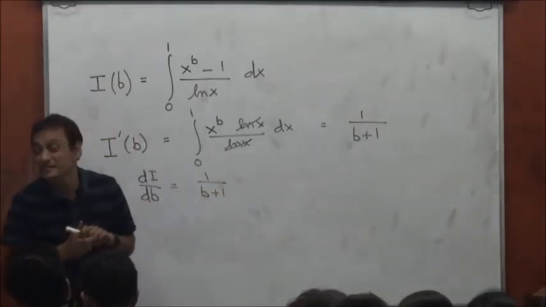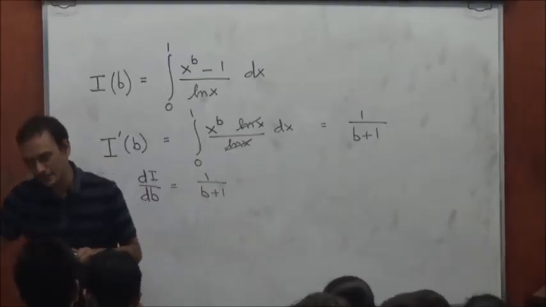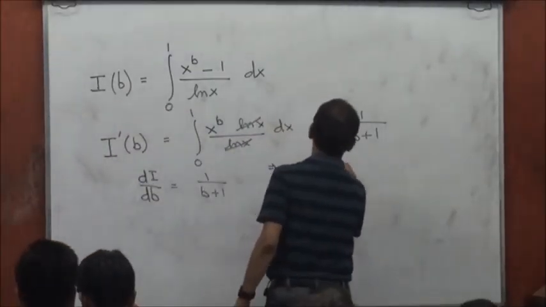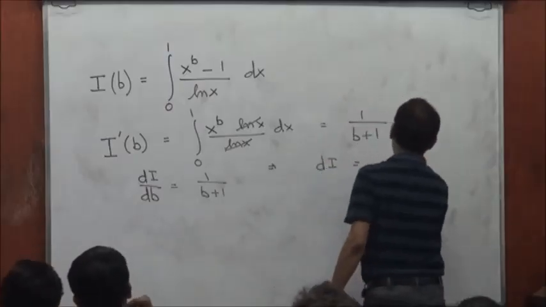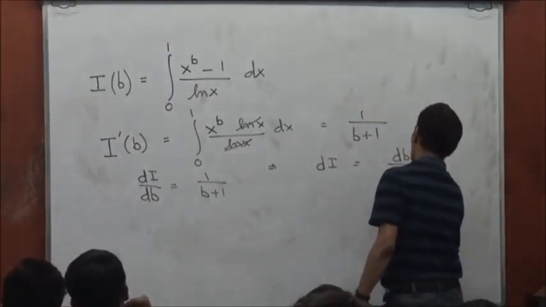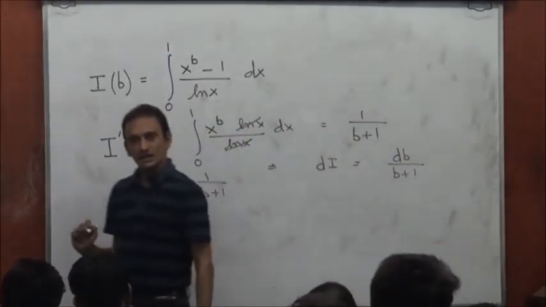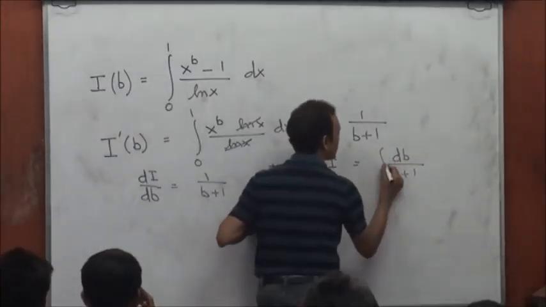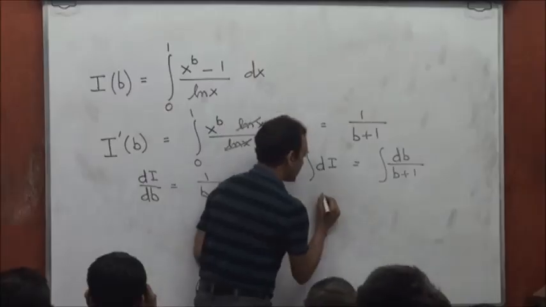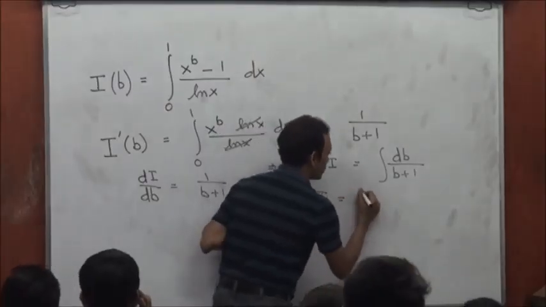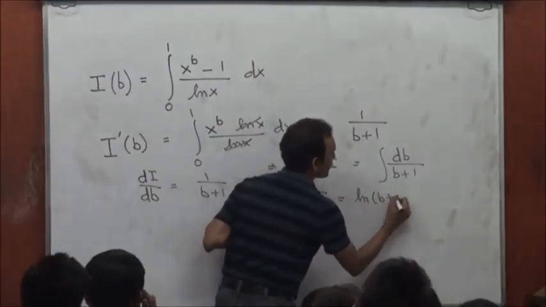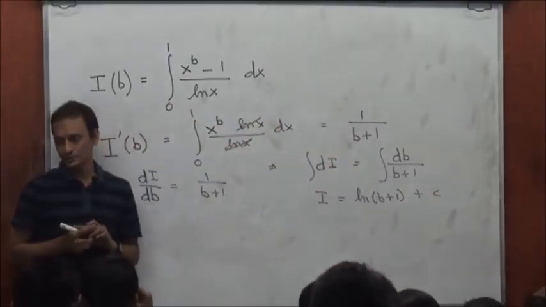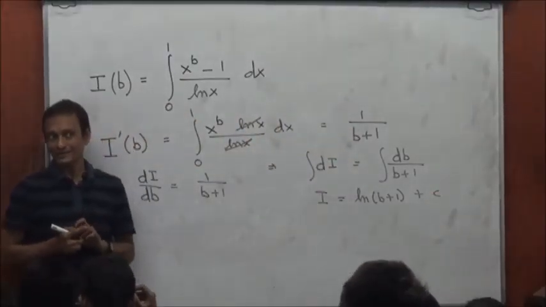What am I trying to recover? I. My objective is I. So I get dI is db by b plus 1. Integrate. I get I equal to log of b plus 1 plus a constant of integration. Yes or no? Right?